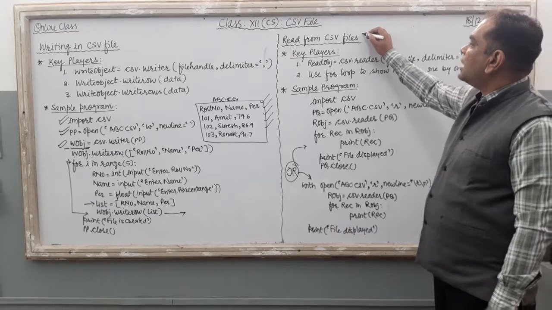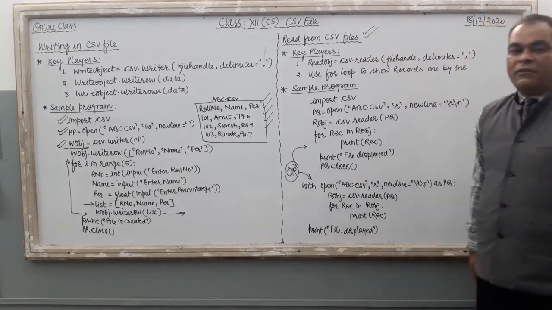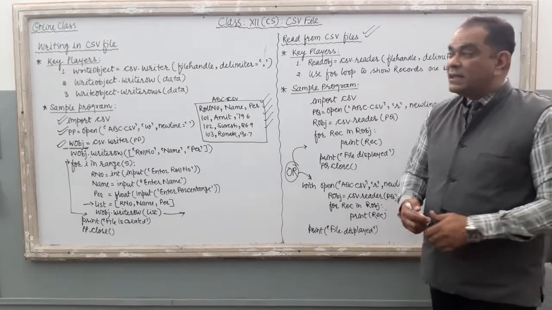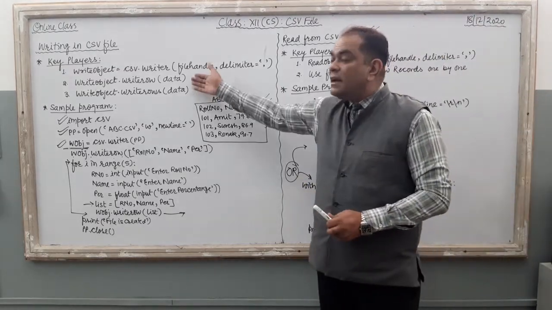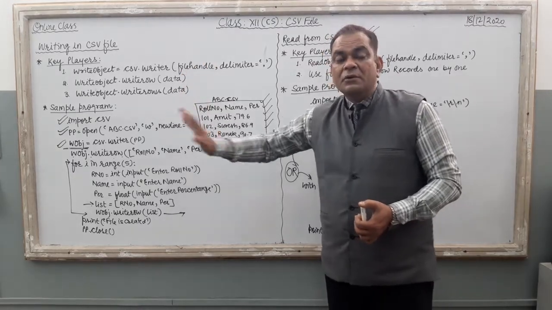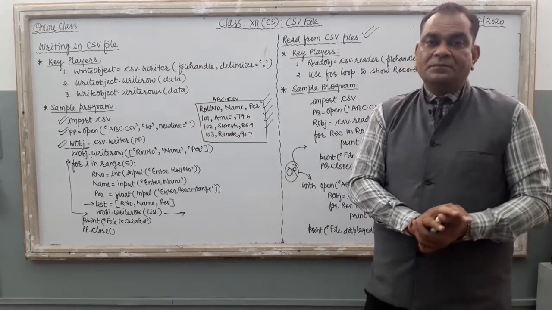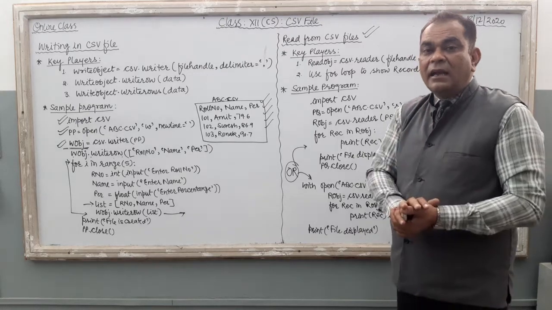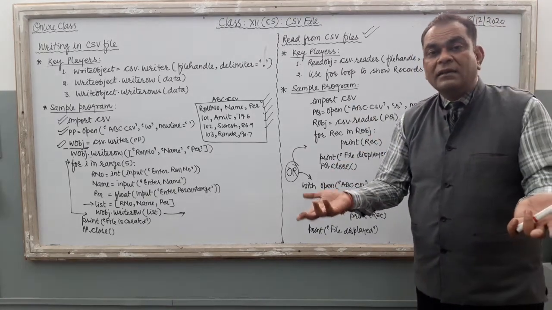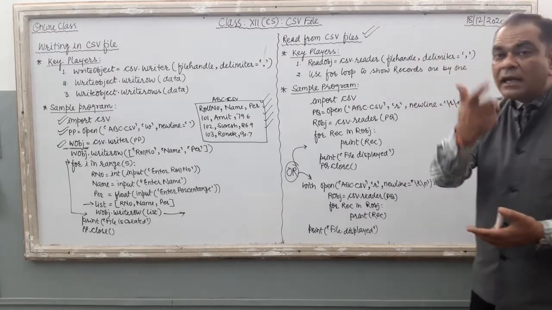Now just shift to the read from CSV file function. Right, here what are the key players? According to the writing method, in the write file concept, you just create the writer object. So if you want to read the file, which object do you have to create? It comes straight to mind: the reader object. We should create the read object. How can you create the read object?